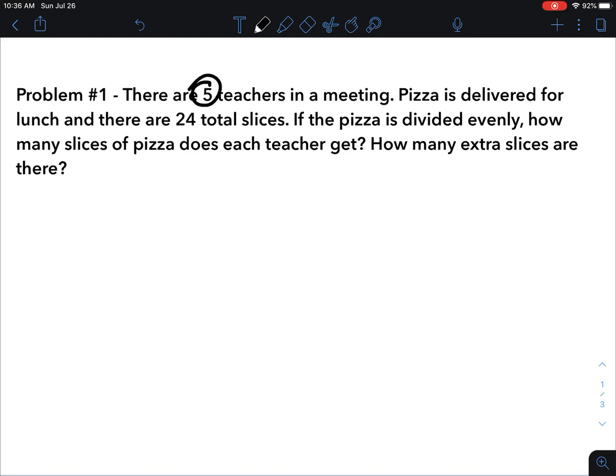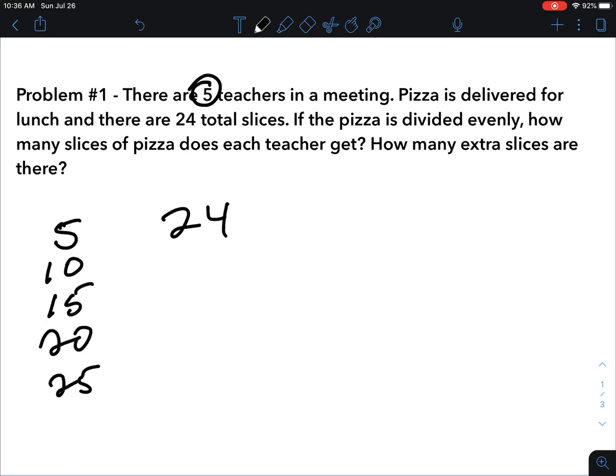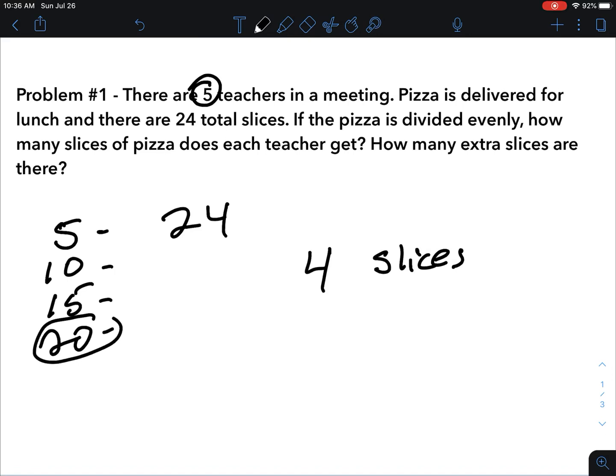Okay, so let's do the counting by, because I gave you, actually on purpose, an easier number to count by. So you're counting by 5s till you get close to 24. So 5, 10, 15, 20. I can't go to 25 because that means I've gone past 24. So that's 1, 2, 3, 4. 4 5s go into 24. So each teacher gets 4 slices.